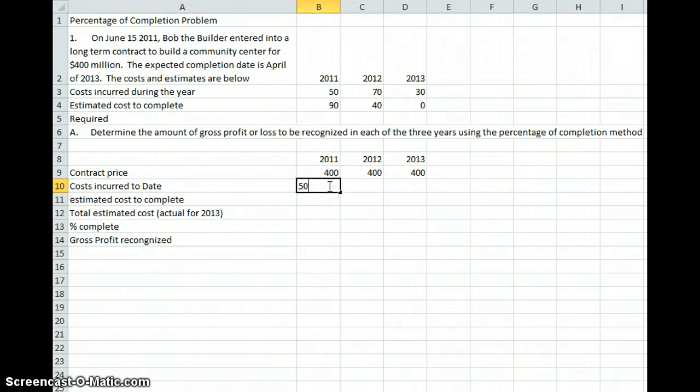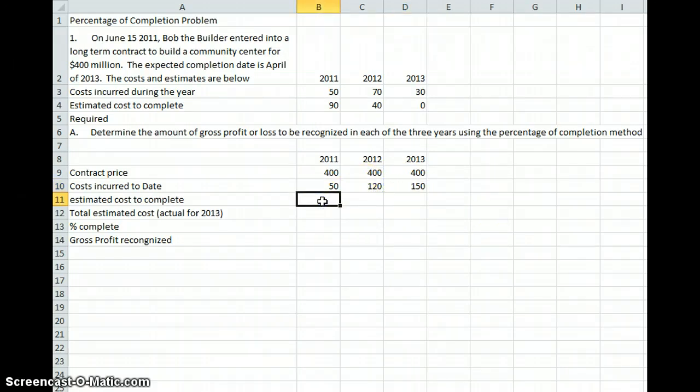So in 2011, it would be 50, but in 2012, it wouldn't be just the 70, but also the 50 that we incurred, that would be millions, 50 million that we incurred in 2011. So 2012 would be 50 plus 70 to be costs incurred to date. The dates included from 2011 on forward. And then in 2013, the cost to complete was 30 million. We had already incurred 70 and 50 million, or 120 million. So we're going to say the 30 million for 2013 plus the prior costs from 2011 and 2012.